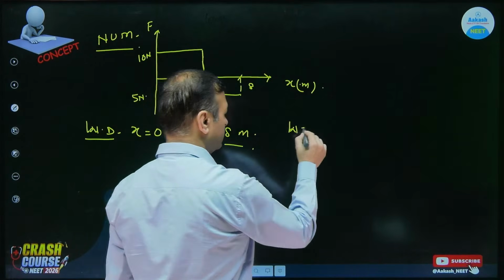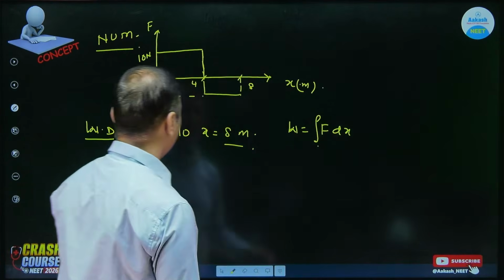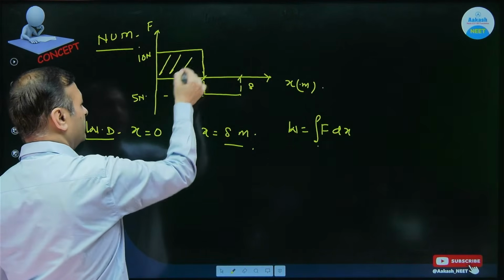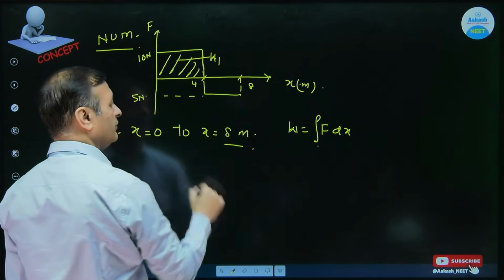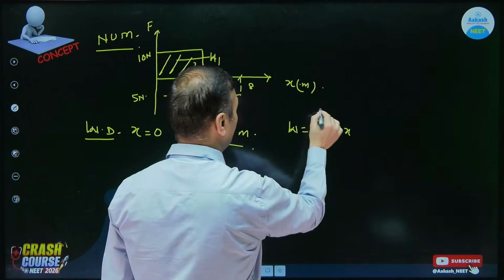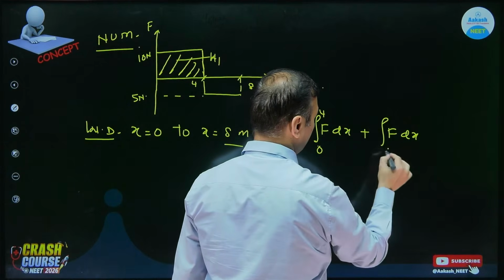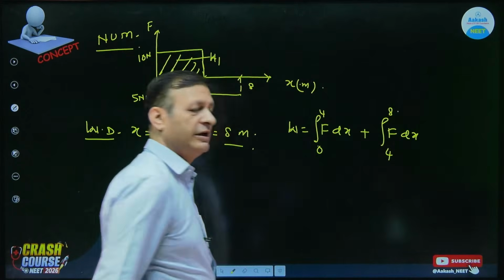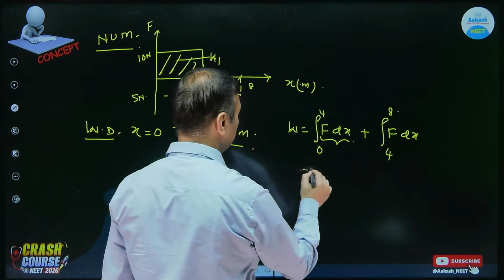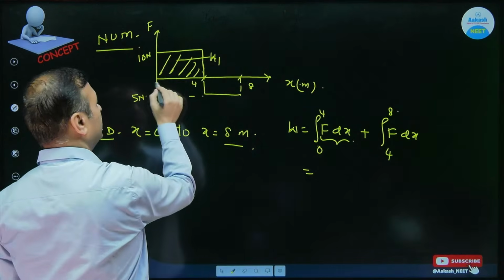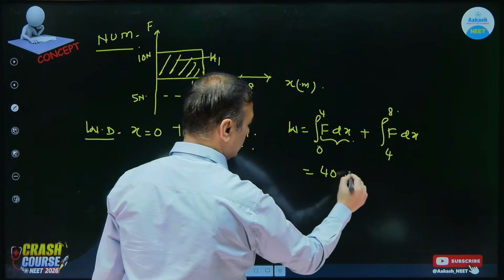So this work done is primarily F dx. Now we'll split this into two parts. This is one which gives you positive work done, so this is 0 to 4, then F dx from 4 to 8. You got it or not? So this is the area of the first part, which gives you the area of this rectangle. So this is 10 into 4, 40.